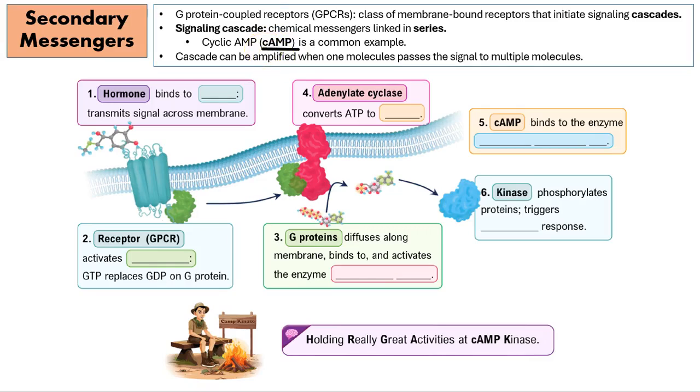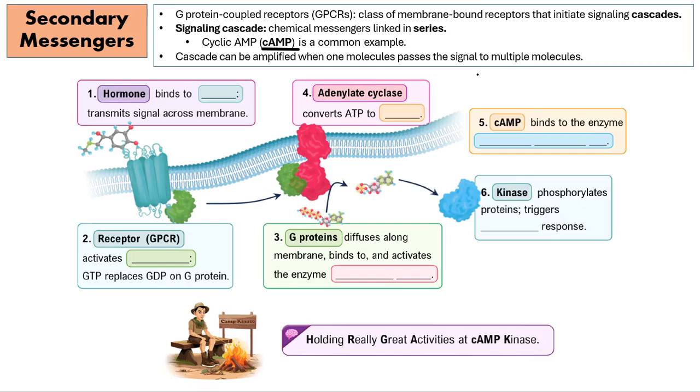First, we know the hormone has to bind to a specific receptor on the cell membrane, right? And those specific receptors are going to be called G protein coupled receptors. That means it's basically a protein that's embedded in the actual plasma membrane that has a G protein attached to it. That's what I mean by G protein coupled. And we will just call these GPCRs, okay? So they're just going to be a class of membrane-bound receptors that's going to initiate the signaling cascade.